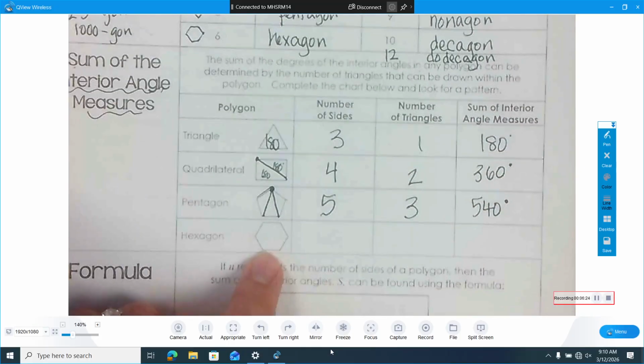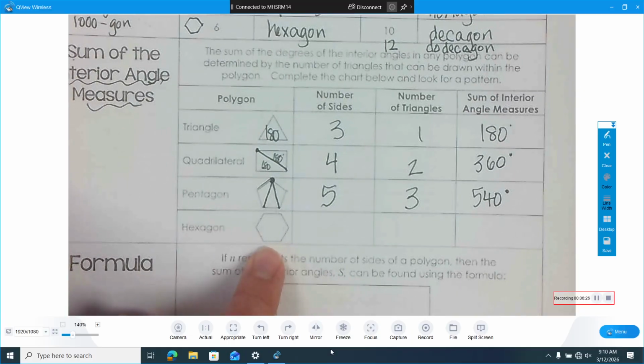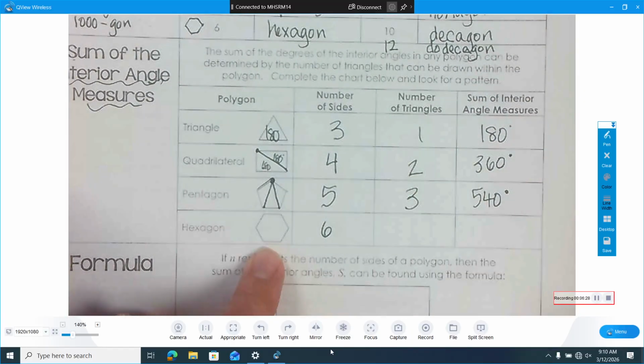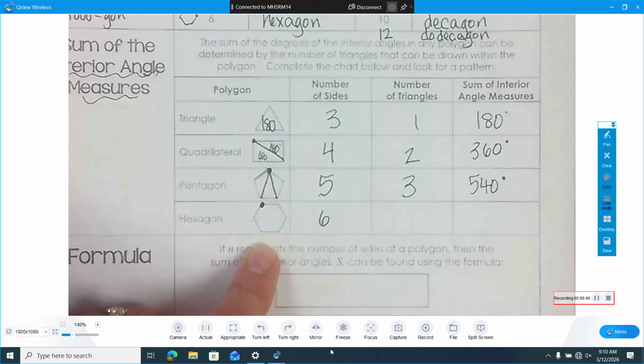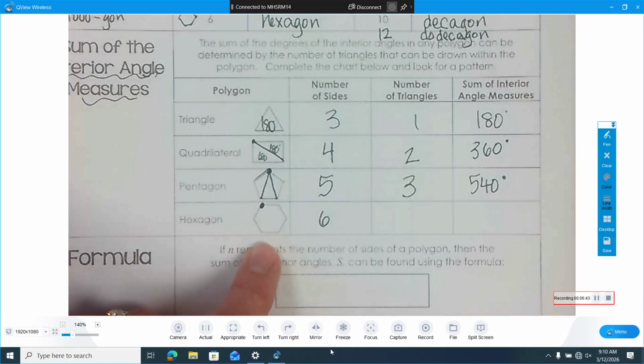Now, a hexagon has how many sides? 6 sides. Let's see, we want to figure out how many triangles we can draw. What's your guess? 6? You think we can draw 6 triangles? 4. Let's see what we can draw here. I'm going to pick a vertex. It doesn't matter which one. We're going to see how many triangles we can make.